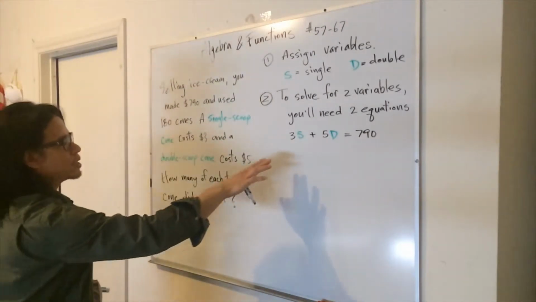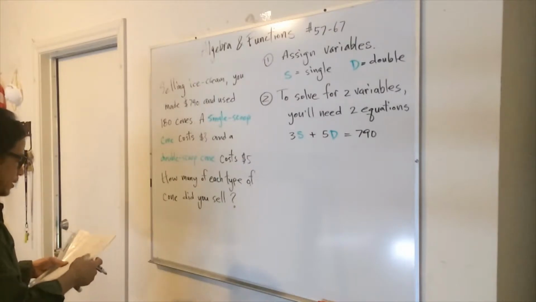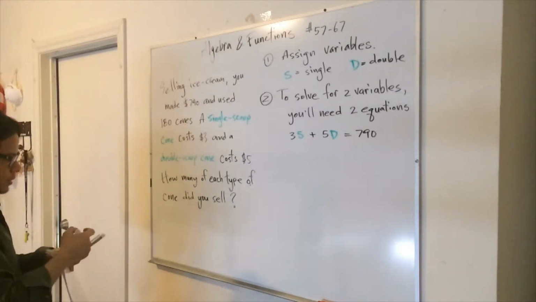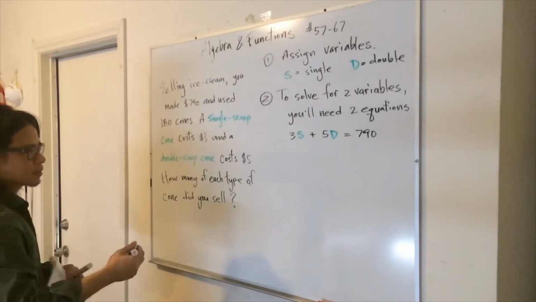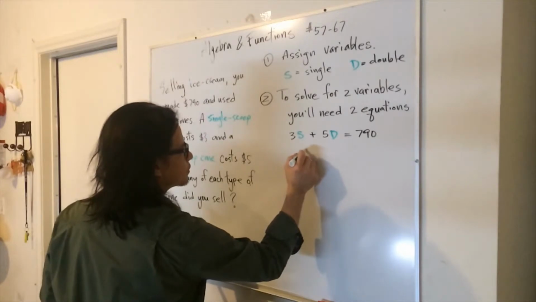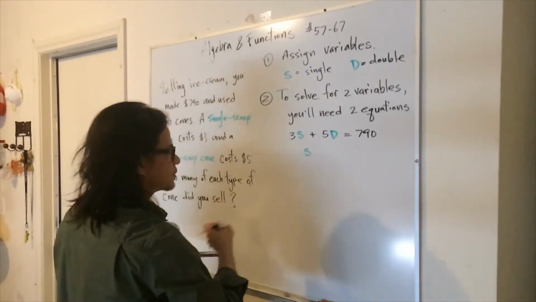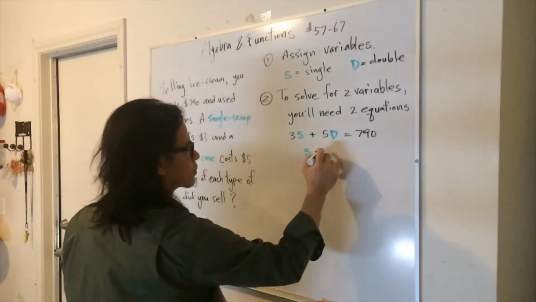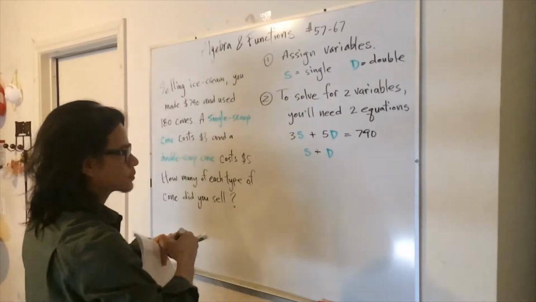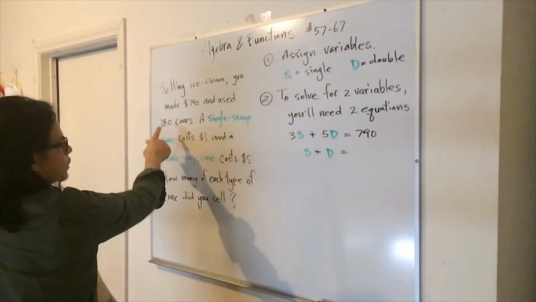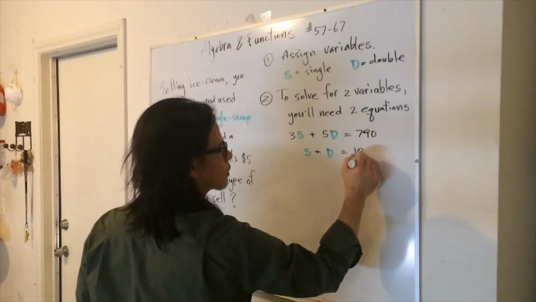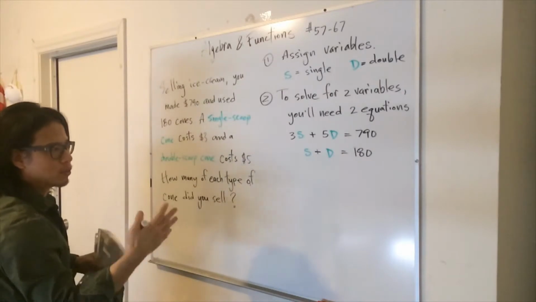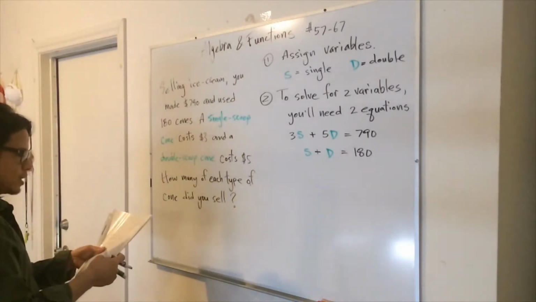What do you think the second equation might be? Okay, so altogether, we sold 180 cones. So that means the number of single scoop cones plus the number of double scoop cones will equal 180. Okay, so we're set. We have two equations, so now we can probably solve for the two variables.